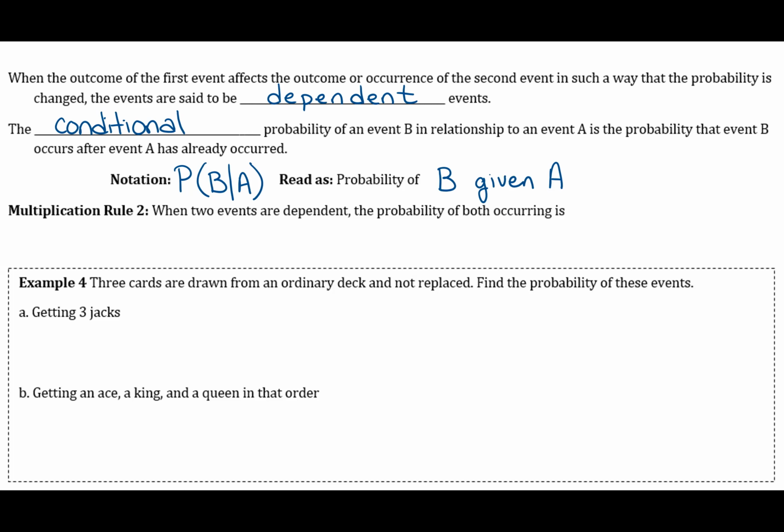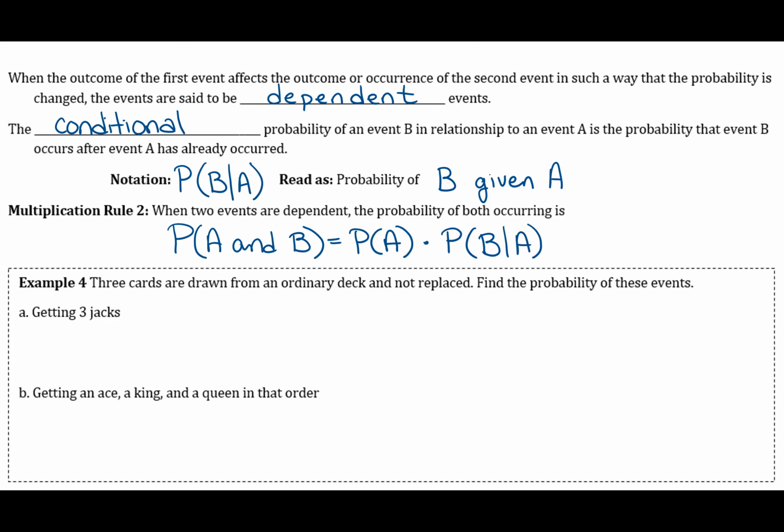Okay, so for dependent events, our multiplication rule is going to be that the probability of A and B is equal to the probability of A times the probability of B given A. And it seems more complicated when you're just looking at the formula, but it is pretty intuitive when you actually put it into practice. So let's do some examples here.